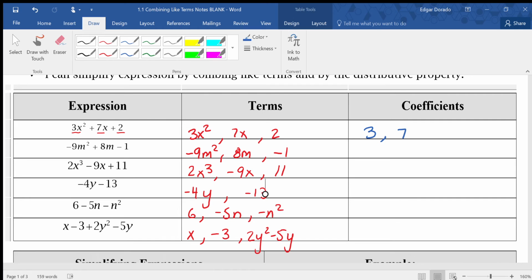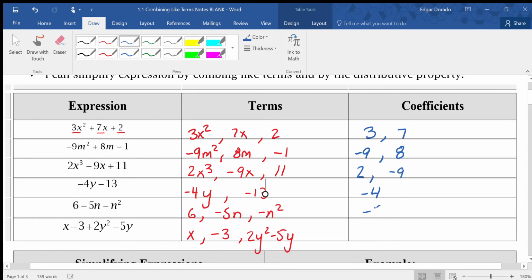Now to make that a little more clear, let's keep going. For the next expression, we have negative 9 as our coefficient. We have an 8. And then finally, once again, we have a negative 1. But this negative 1 does not have a variable attached to it, so it's not a coefficient. Okay, let's keep going. Next one, 2, comma, negative 9. Once again, 11, no coefficient. Next one is just negative 4. That's the only one with a variable.